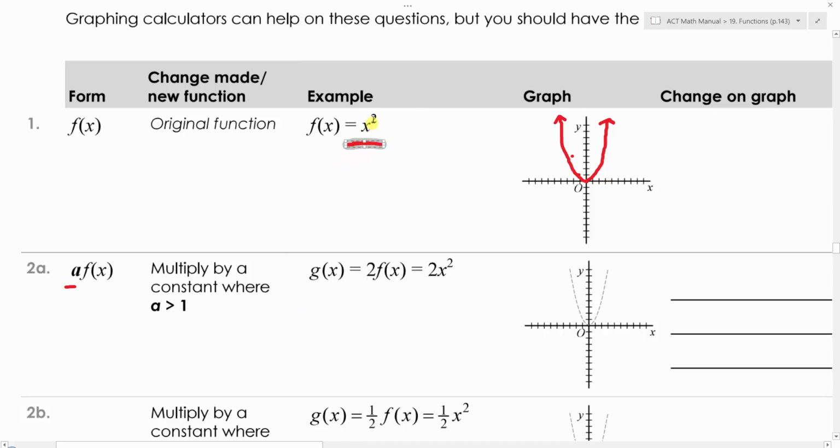So our original function was x squared. What we're going to do is put a constant in front of that. So here's how this works. We are putting a constant of a, where a is greater than 1, in front of our original function. So we're making a new function, g of x, which is just 2 times the original function. We're putting a 2 in front of the original function. Remember that f of x was x squared. So this is now 2x squared. So our function g of x is 2x squared.